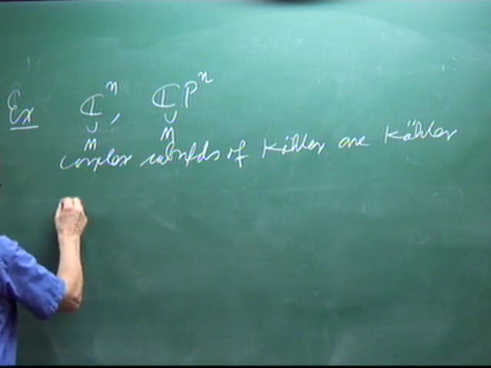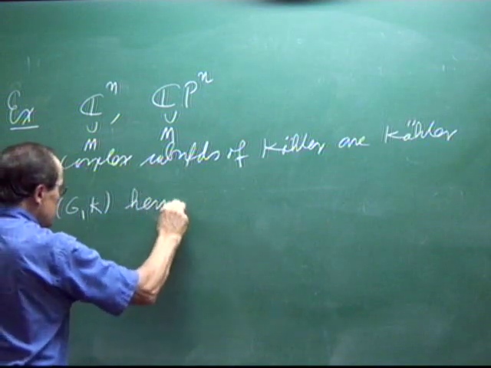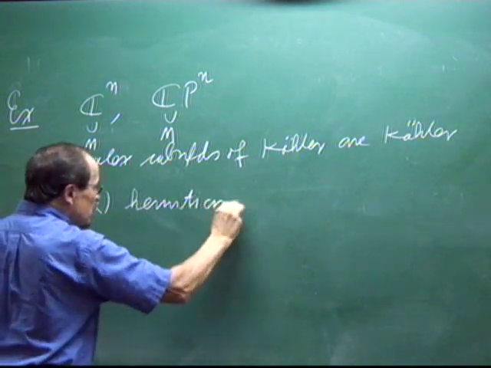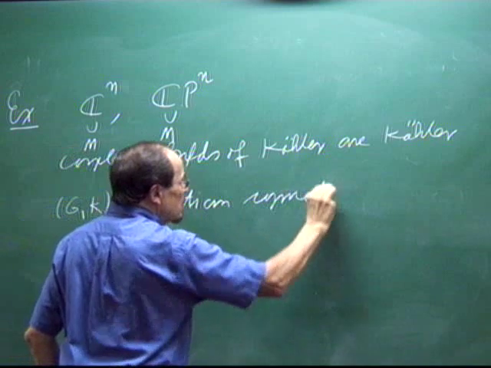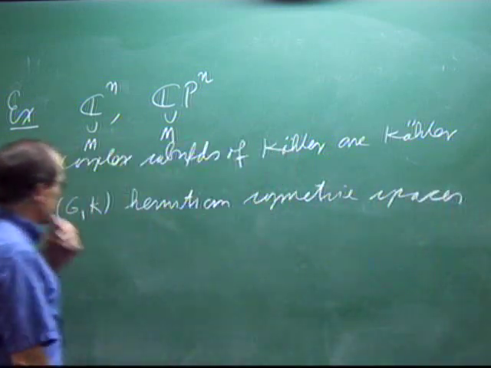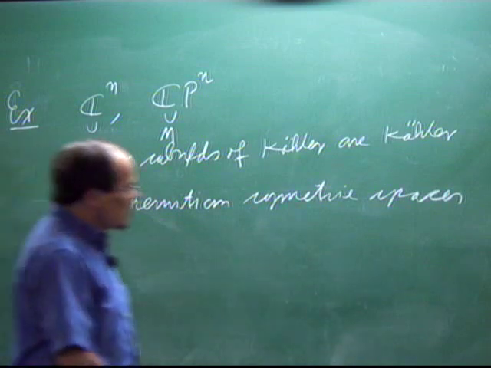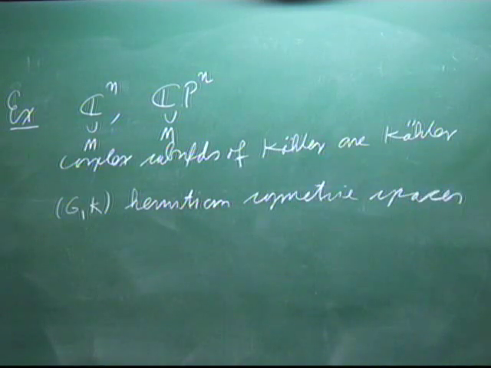And the other class is Hermitian symmetric spaces, which I will talk about a little bit later on. These are basic examples of Kähler manifolds. Somehow the name Hermitian is associated with it historically. It's much more than Hermitian, it's really Kähler. So maybe they should be called Kähler symmetric spaces. But they are also very basic examples.